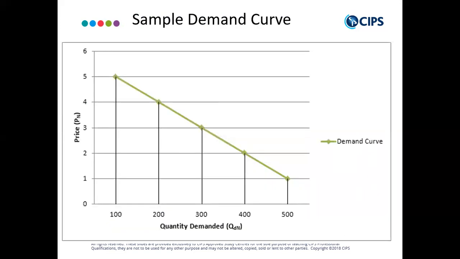And then this is another sample demand curve. You see? So when the price is 1 pula, the quantity demanded is 500. But when the price is 5 pula, the quantity demanded is 100.